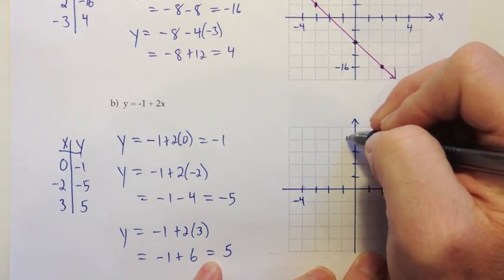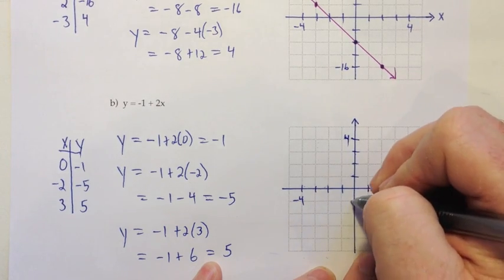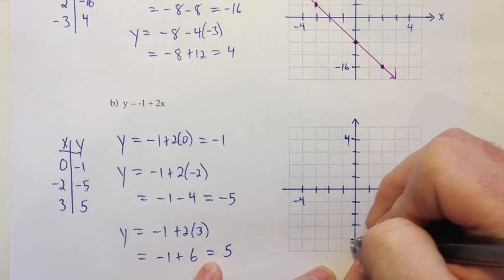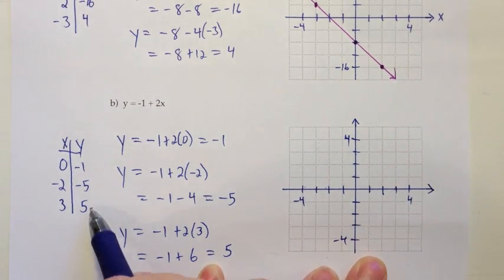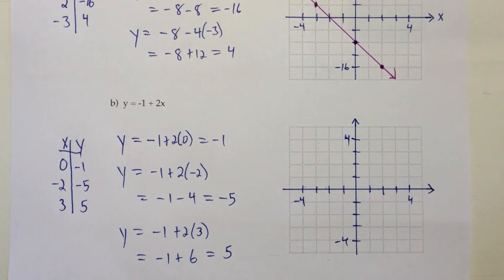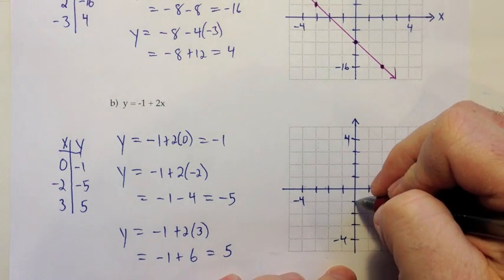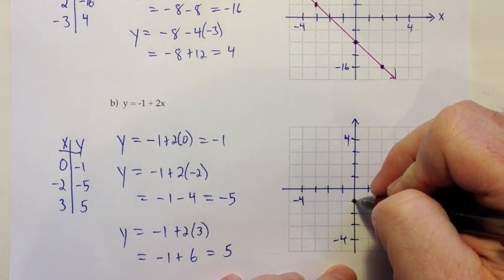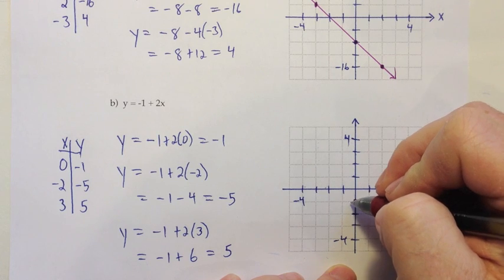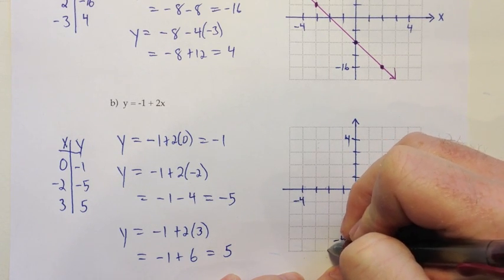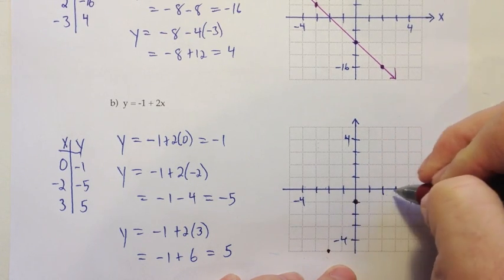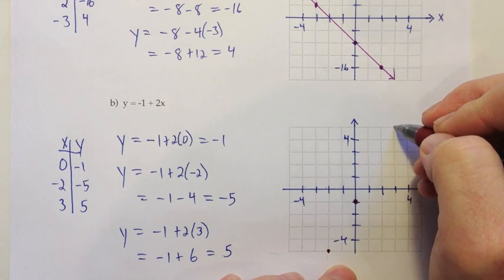And even though I went in 4s last time on the vertical, I can make a scale that's 1s this time because my biggest and smallest y values are 5s, and I do have 5 grids, so those will fit on. So I'm going to go ahead and plot those. Over 0, down 1, my y-intercept. Left 2, down to -5, and right to 3, up to 5.